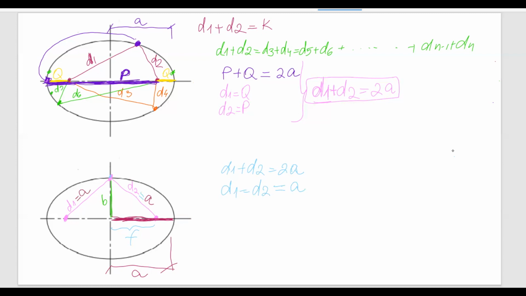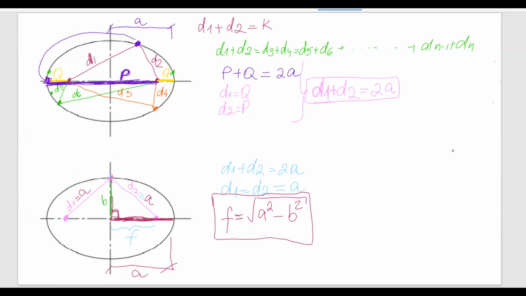Correct? So now we have this right triangle over here. We know a side, we know the hypotenuse, so we can calculate the other side. So from this right triangle, f is going to be equal to the square root of a squared minus b squared. And here we go, we have just found the formula of the foci.